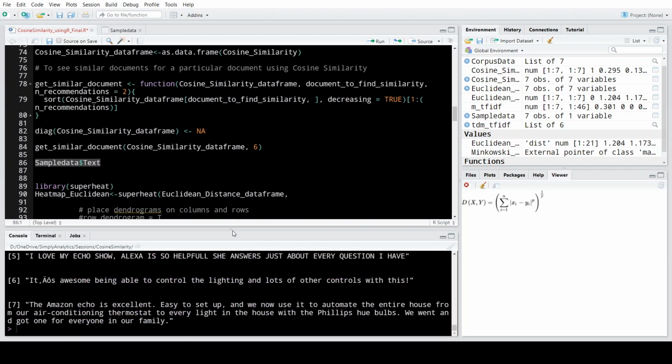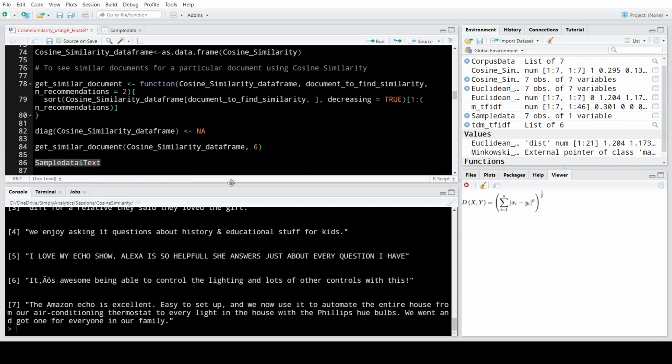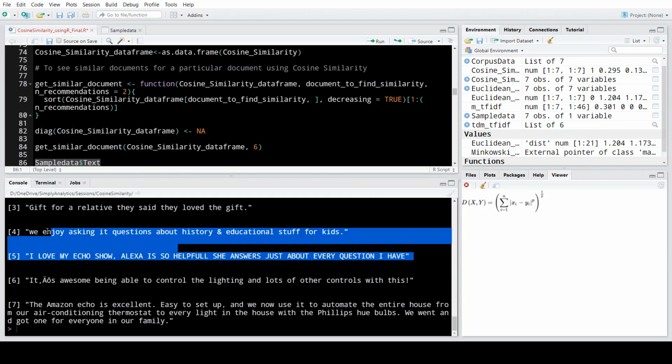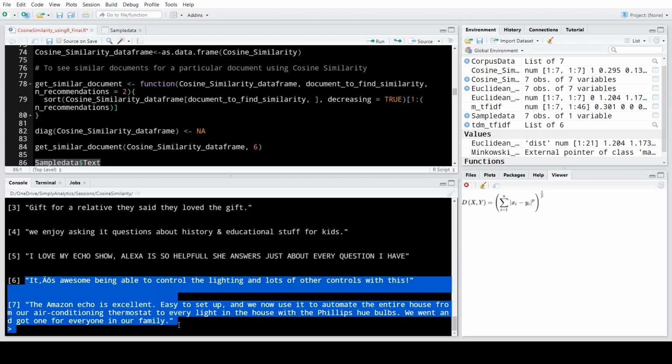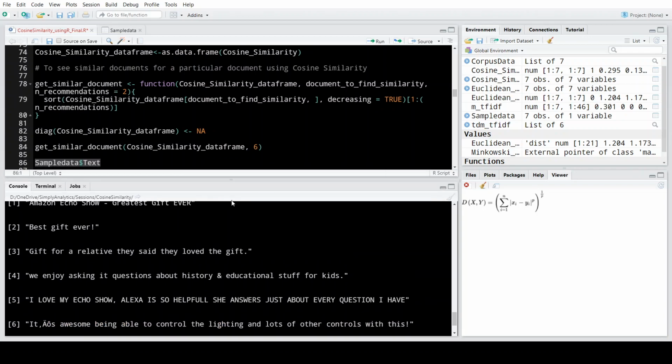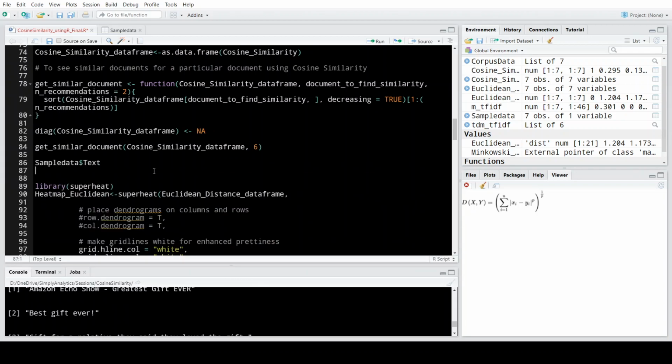If we see the fourth document, we can see that document 4 and document 5 are much similar to each other, isn't it? And if you see document 6 and 7, it is much similar to document 6 than document 2. So cosine similarity gave a much higher accuracy and much better result than Euclidean distance.